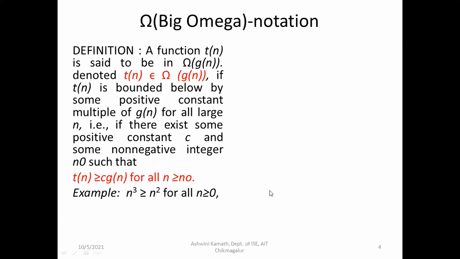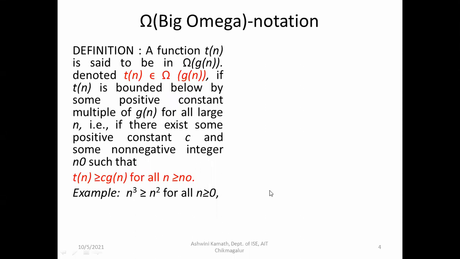When n is equal to 1, 1 cube is 1 and 1 square is also 1. 1 is greater than or equal to 1, so the condition is true for that also. Then when n is equal to 2, 2 cube is 8, and 8 is greater than 2 square, which is 4. So when we increase the value of n above the value of n naught, it must hold.